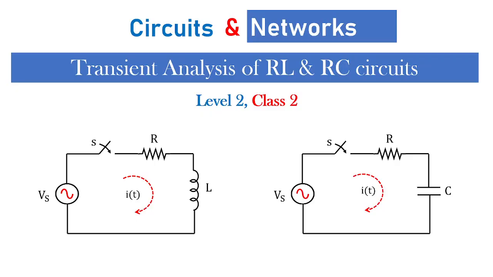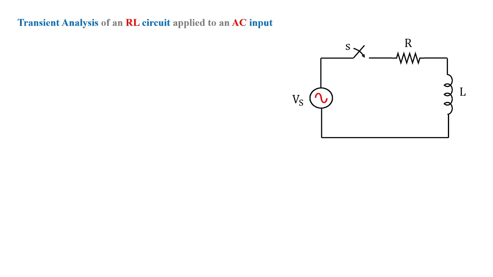In today's class, we are going to deal with transient analysis, especially the case which is involved with AC input. We are going to treat this as the second class, and the concept as a level 2 concept. There is mathematics involved with partial fractions. So let us see how to solve this particular problem.